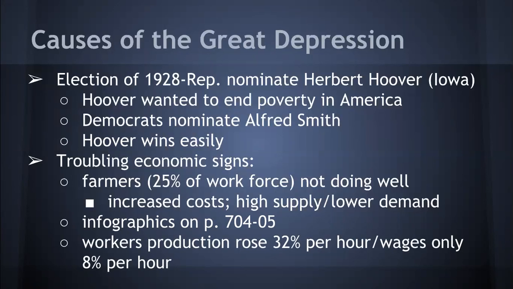Workers' production rose 32% per hour. You know, obviously, increase in technology, machinery, we're producing approximately 32% more goods per hour. Wages are only going up about 8% per hour. So wages were not keeping pace with the increase in production. Basically, you've got the rich getting richer in the 1920s. The business owners, the factory owners, are making more money, and they're not passing it along to their workers. So you see this widening gap between the lower class and the upper class.